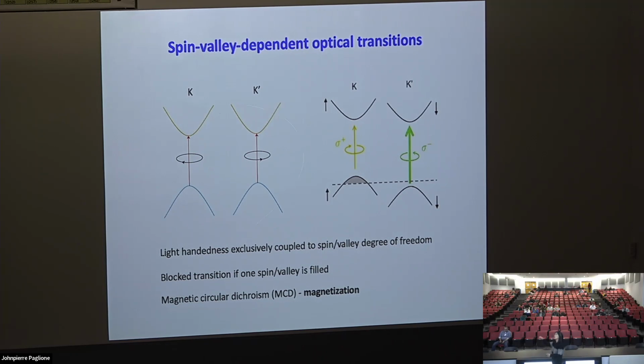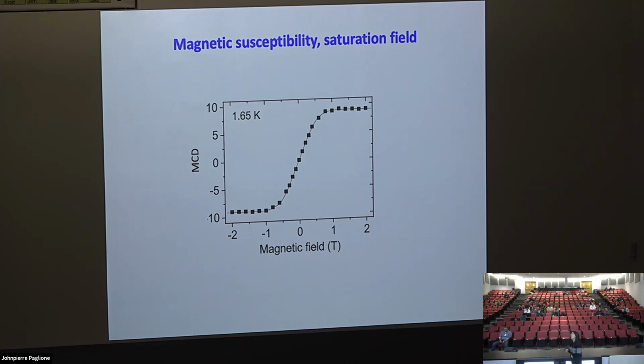When the two valleys, left and right, are balanced, they cancel each other and you get a zero MCD. In this case, you have a large MCD. So MCD is a good way to probe those materials. And again, it's layer resolved, because you tune to the resonance, so you can look at each layer separately. So this is one example.